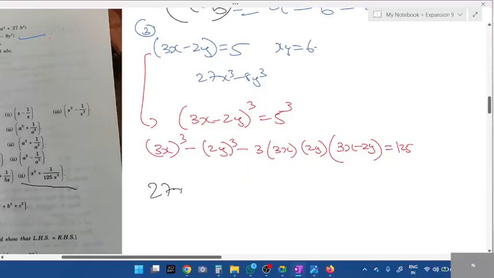3 cube is 27x cube minus 8y cube. What is the value of 3x minus 2y? What's the question? What is 3x minus 2y? You have to substitute 5. Complete.